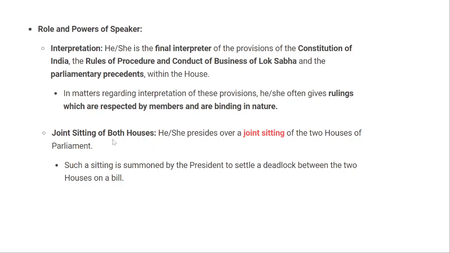Next important thing is the joint sitting of both Houses. The Speaker presides over the joint sitting of the two Houses of the Parliament. Very, very important. And when is such a sitting summoned? It is summoned by the President to settle a deadlock between the two Houses on a bill. If there is a deadlock and one House is passing the bill but the other House is not, then the President summons a joint sitting, not the Speaker. All these are very minute but important points. When such a question is asked in the exam, this is where you can get confused. So the fundamentals have to be clear.